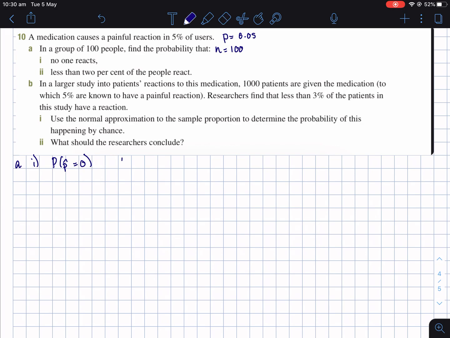So we've got 100C0 times 0.05 to the 0 times 0.95 to the 100. It's going to come out as 0.00592, which is 0.59%. Less than 2% of the people react.